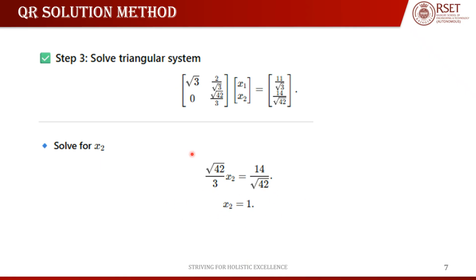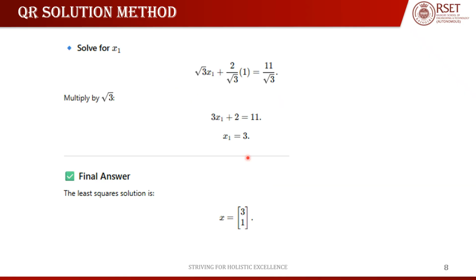So your x2 is 1, and if x2 is equal to 1, go for the first equation, which is root 3 x1 plus 2 x2 by root 3 equal to, the first row in this column, 11 by root 3. On equating that, you have this equation, and substituting the value of x2 is equal to 1, you can solve for x1, which is x1 is equal to 3. So you have your x1 and your x2, and hence you have the solution.